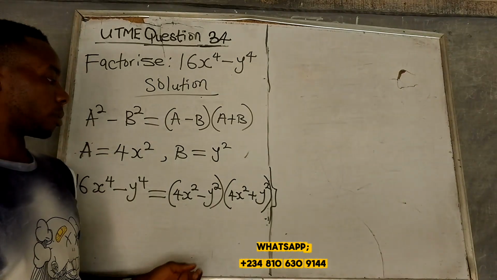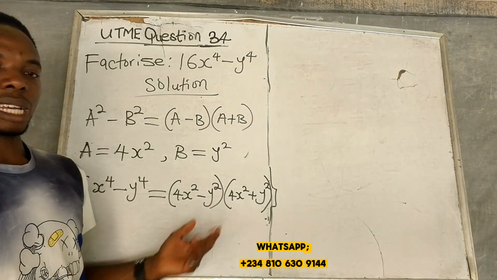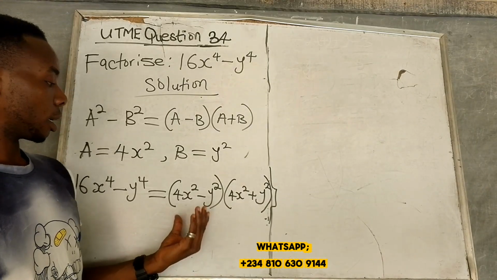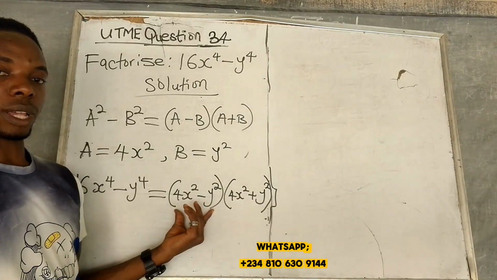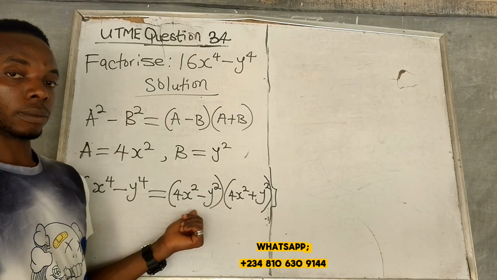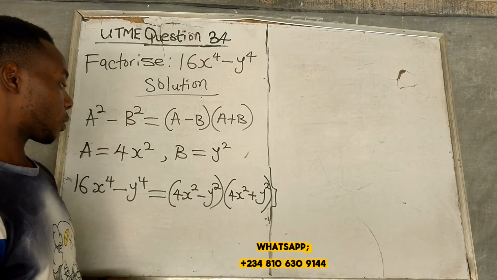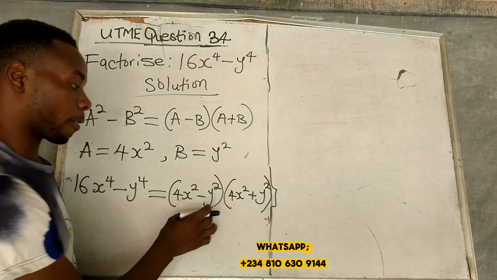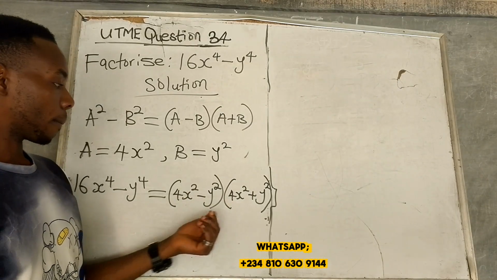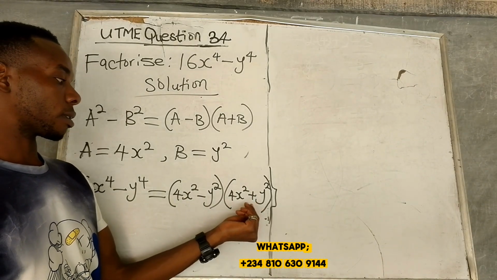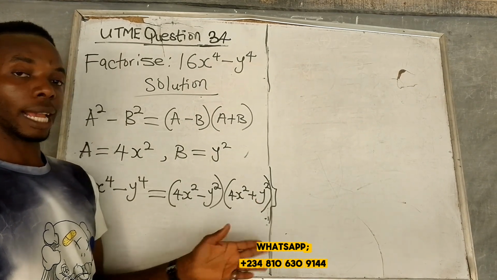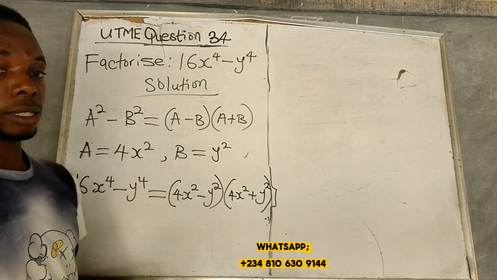Now, if you look at this question, you may decide to leave it like this, but looking at these questions, I'll factorize it, because this is not the lowest term. This is still a difference of squares, 4x squared minus y squared, so I'll still factorize it, right? But this other one, 4x squared plus y squared, is not a difference of squares. So I will leave this one like this, but I will factorize this again.